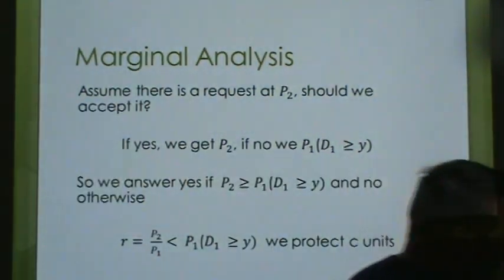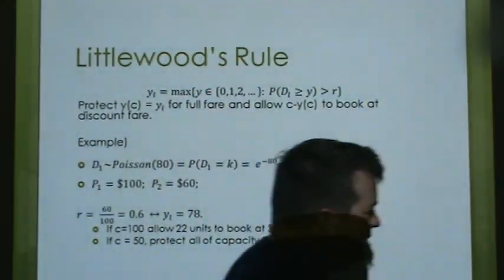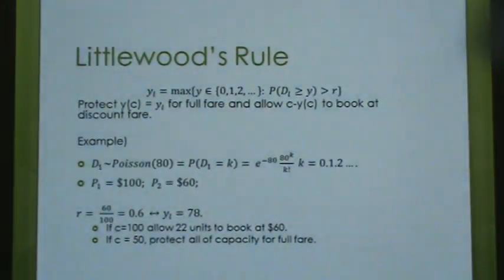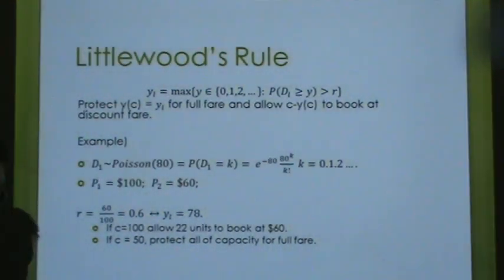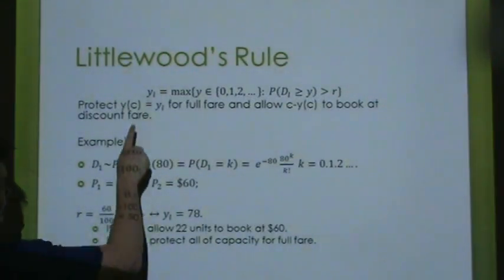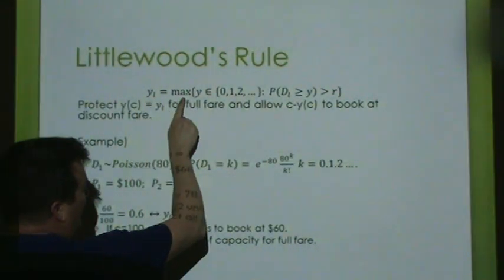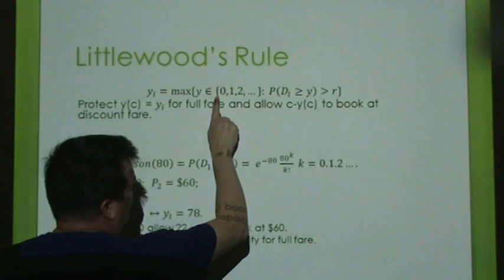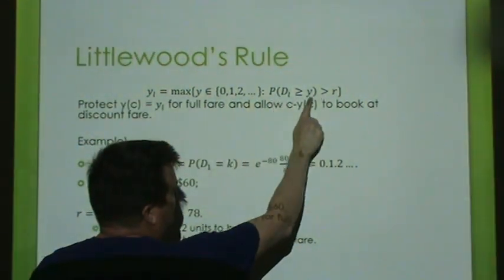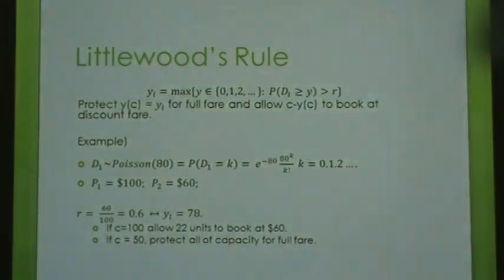So let me just go over an example like that. This is kind of a famous result in dynamic pricing. It's called Littlewood's rule. So we're going to say that y subscript L is equal to the maximum of all the y's contained in this value where this ends up being true, where the probability of the person showing up paying the higher price times the higher price beats the value of the lower price.